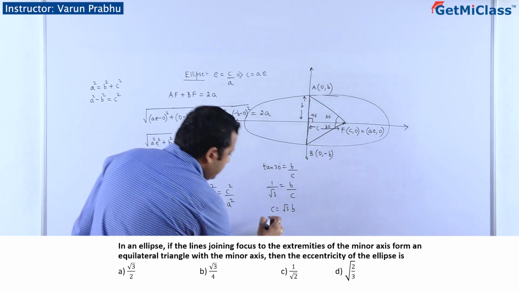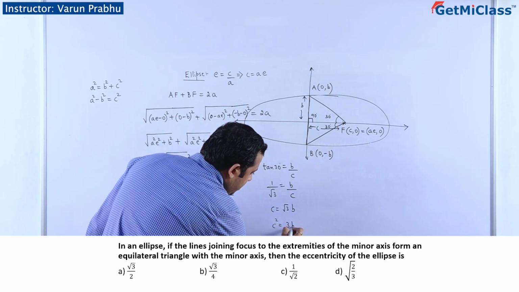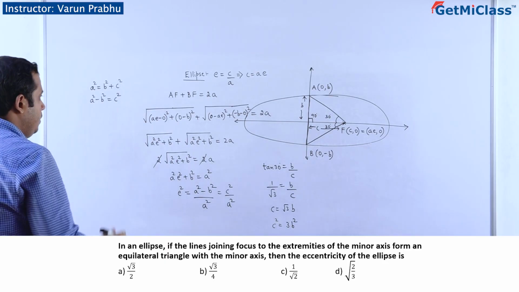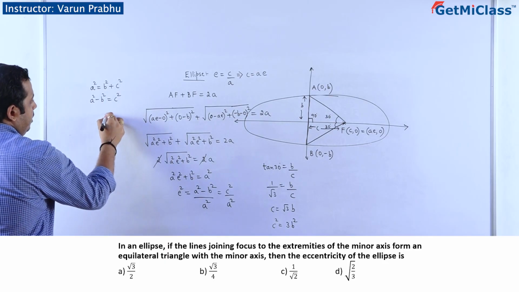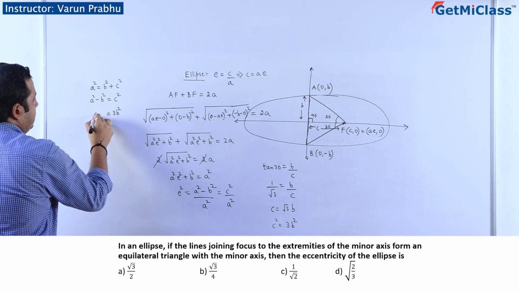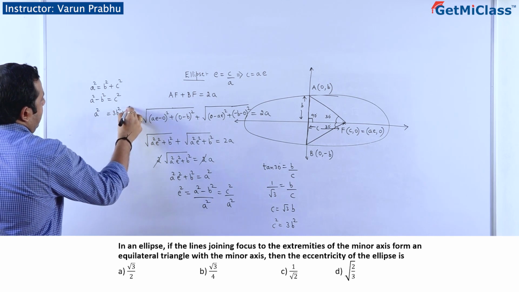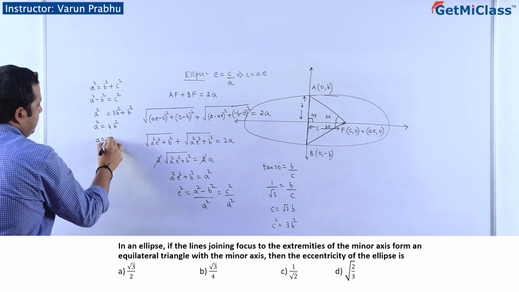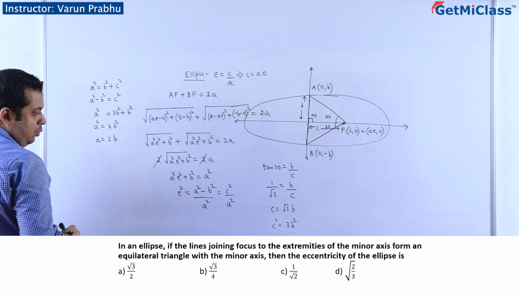So what is the value of C square? C square is nothing but 3B square, right? So I can say 3B square is A square minus B square, so A square is equal to 4B square. A is equal to 2B, right?